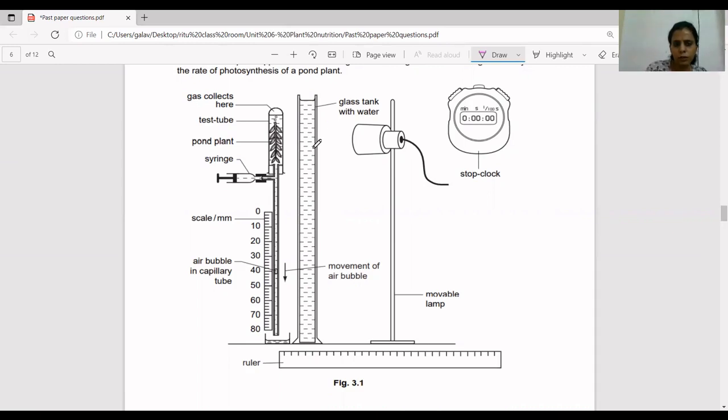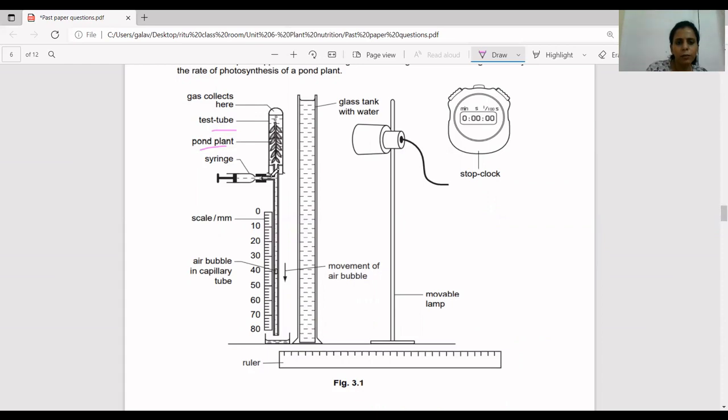So whenever such types of questions are asked in the ATP paper, make sure that you read the question carefully, because the questions asked here are not very tough, but the way they represent a question is a little bit complicated. So you have to read the question carefully. What the student has done is taken an inverted test tube. In it the student has inserted a pond plant and filled it with water.